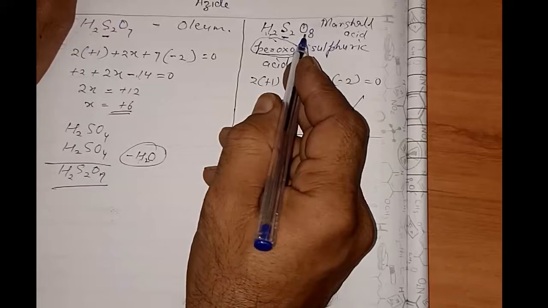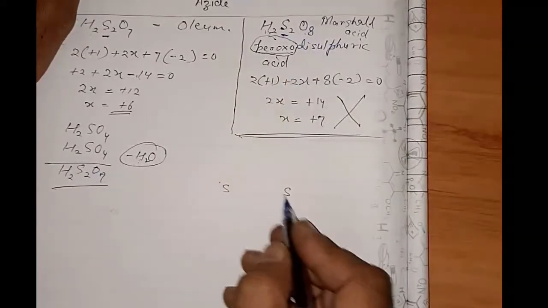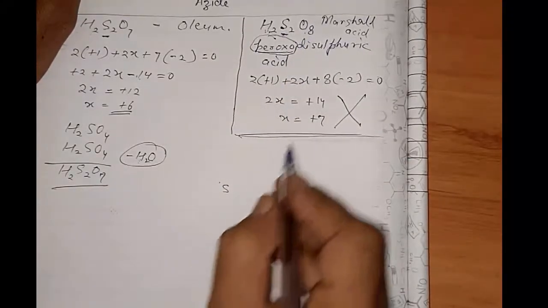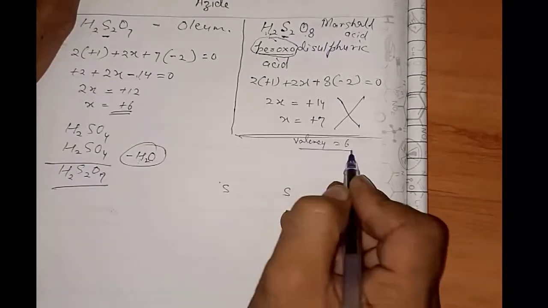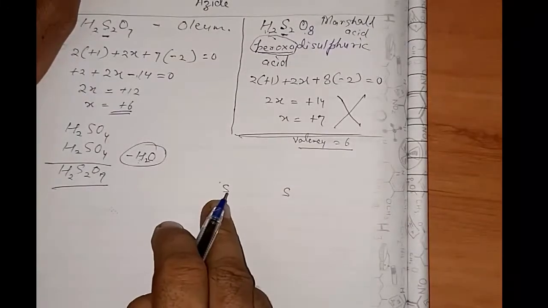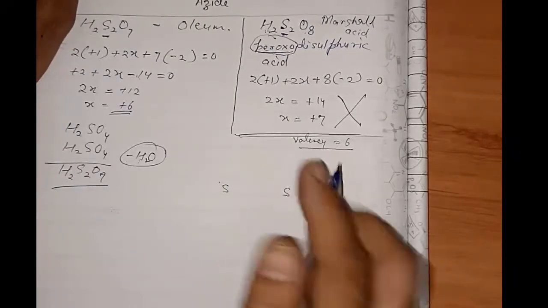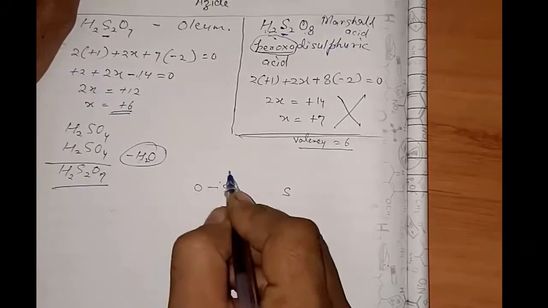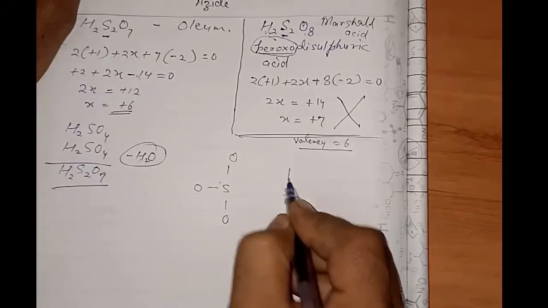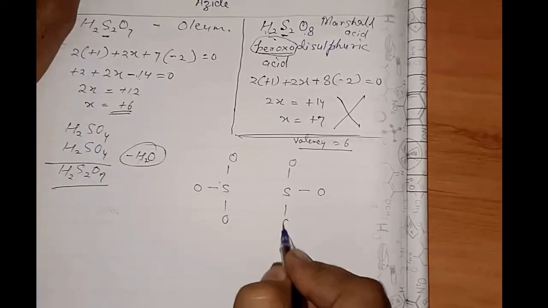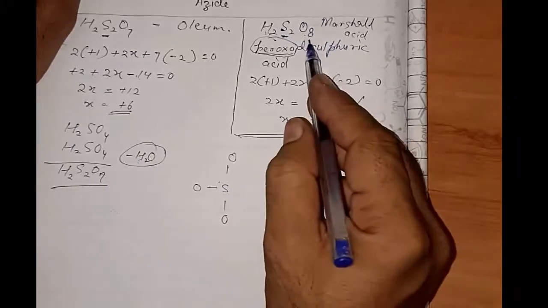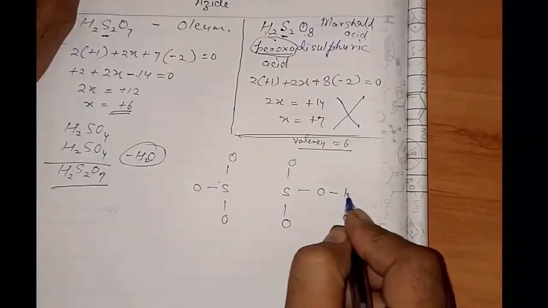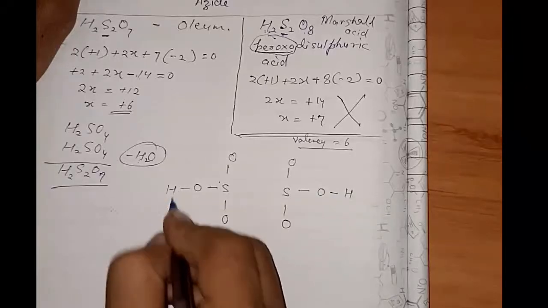And how many oxygens are here? 8. So total 8 oxygens are present here. But remember that the valency of sulfur is maximum 6, so bonds of sulfur cannot exceed 6. So I make one bond here, one here, one here, one here, one here, one here. Total 6 oxygen I have arranged, but still 2 are left. Never mind, we will set 2 oxygen later.